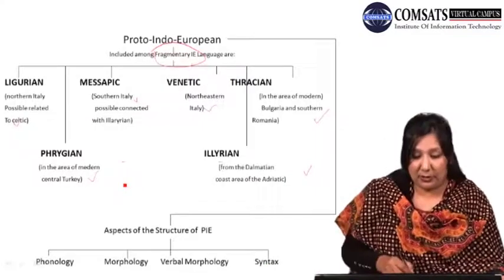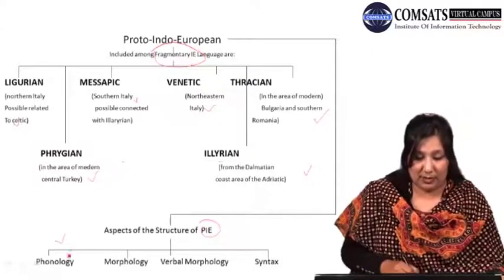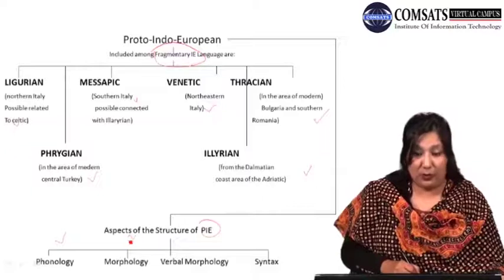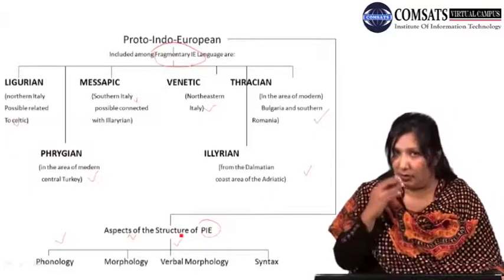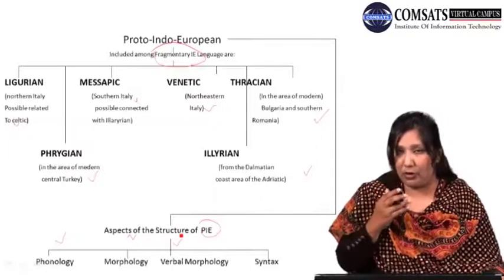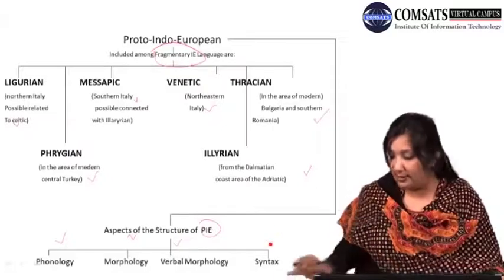You can see that the aspects of Proto-Indo-European languages are written over here. Phonology, the sound system. Morphology, word formation. Verbal morphology, something that is related to spoken language. Syntax is the grammar.